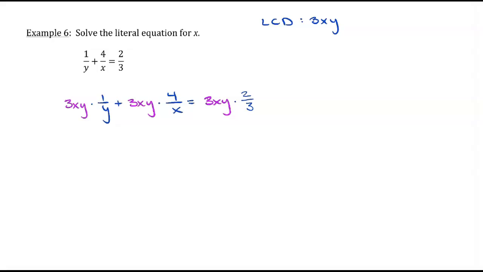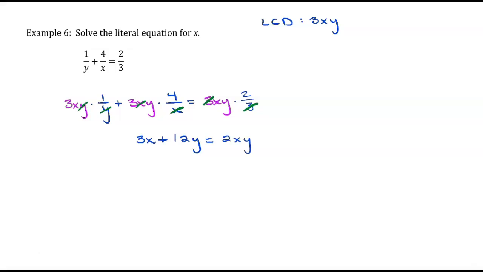Simplifying, in our first term, we have a y in the numerator and in the denominator. Looking at the second term on the left side, we have an x in both the numerator and in the denominator. And on the right side of the equation, we have a 3 in both the numerator and in the denominator. So this equation becomes 3x times 1, or 3x, plus 3 times y times 4, or positive 12y, equals xy times 2, or 2xy.